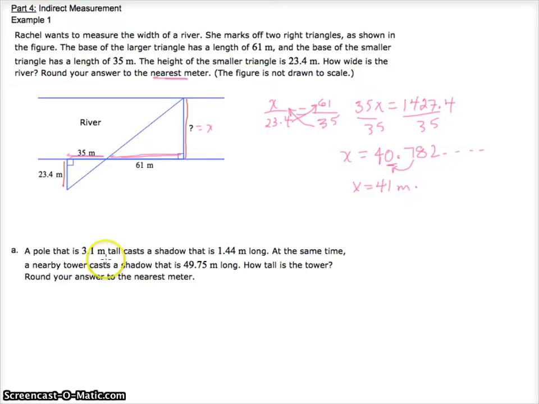It says a pole is 3.1 meters tall, casts a shadow that is 1.44 meters long. Here's my first ratio. Okay, so I'm going to put the pole height, tall over long. So that's going to be my first ratio here. So I'm going to have 3.1 meters on top and 1.44 meters on the bottom.